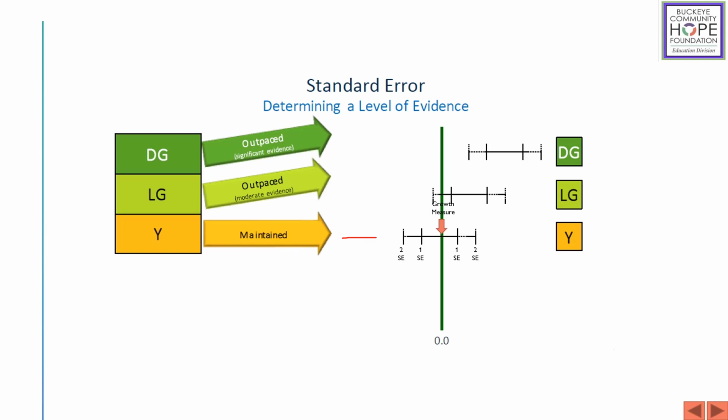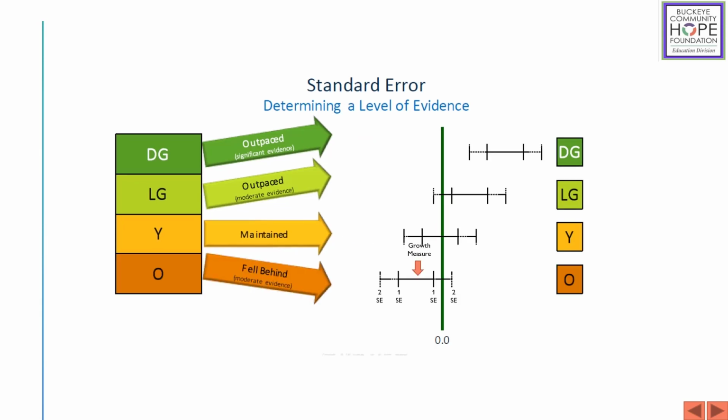So these first 3, that's significant evidence, moderate evidence, and they maintain their relative position. There's evidence of growth. Those are all positives. Then we start getting into the ones where there's moderate evidence that the students fell behind, and that's because the growth measure is more than one standard error below the growth measure. Even though with two standard errors, there's a chance that it's above the growth measure of 0, there's significant evidence that it's below, or I'm sorry, in this case it's moderate evidence.